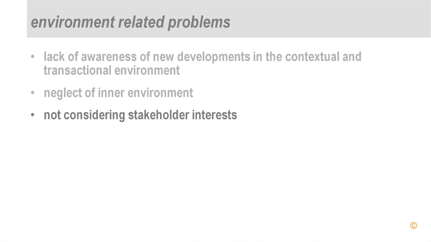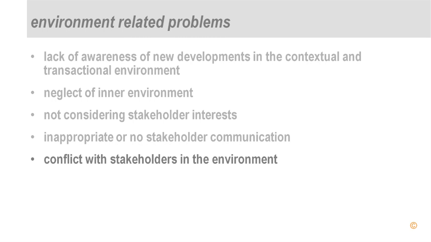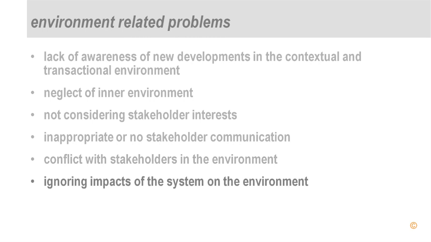Another typical example is making changes but failing to communicate to stakeholders, or to make changes that are in conflict with stakeholders in the environment. Another typical problem is that an organization ignores the impact that the system has on the environment, be it pollutants or negative effects on the market or on customers, for example.